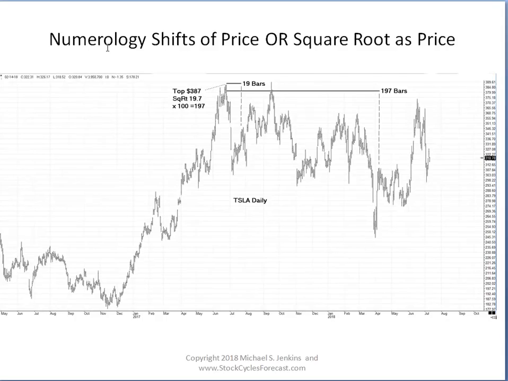Here's the numerology shifts of the square root too. The top here on Tesla was 387. If we take the square root, we get 19.7. So we can either do 19 to 20 bars. This is 19 bars. If you round that up to 20, we're 1 bar closer here, right to this top. If we do it times 100, we get 197 bars, and that comes out right over in here.